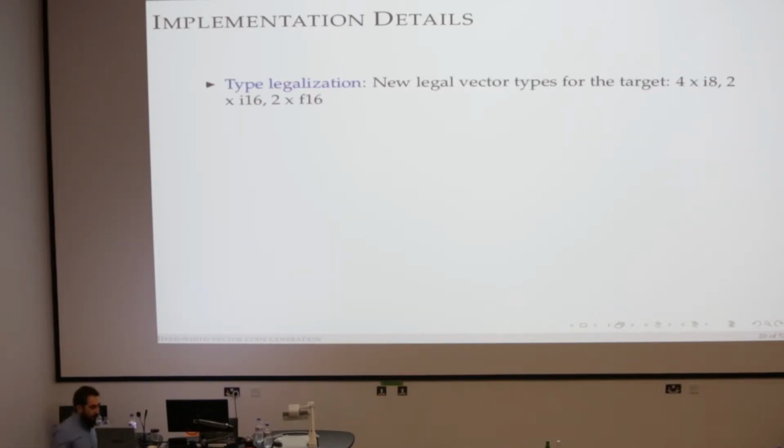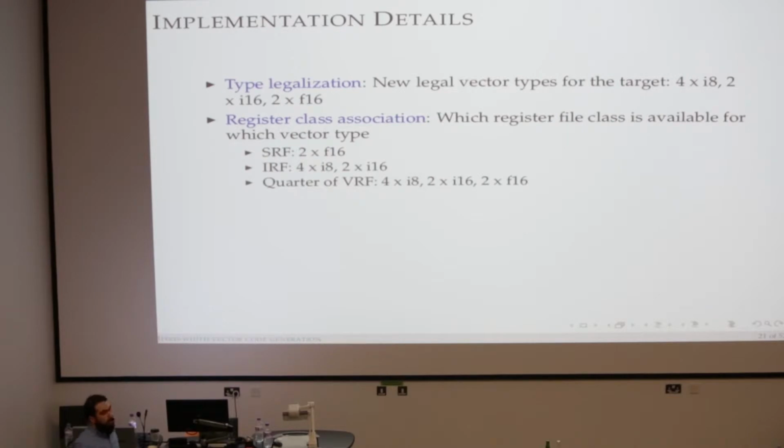To implement this, very briefly, first comes type legalization: we added these three vector types as legal types. Next, register class association: we say which class is available for which data. SRF was available for the floating point vector type, and IRF for the integer type. And we can also say that this 32-bit data lives in a quarter of the VRF.